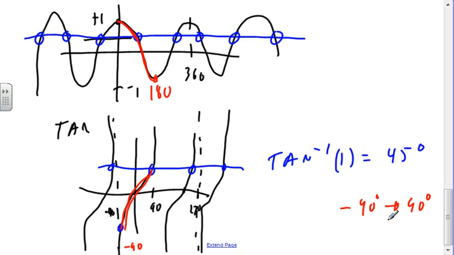Okay, enough of that. But it's a calculator thing. Can I make my calculator do what I want it to? All right, we'll start on working problems.